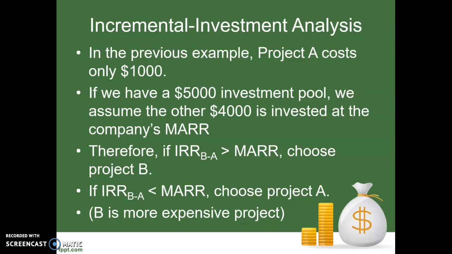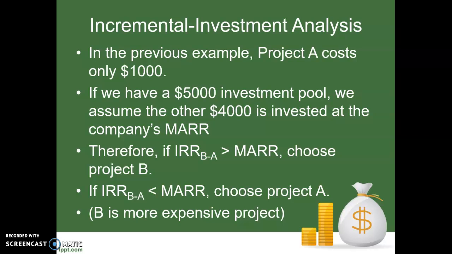So in this slide, this is just kind of echoing what I said before. Project A only costs $1,000, but if you have the $5,000, it would be a good idea to invest in Project B. But this incremental investment analysis looks at, well, let's assume that we take $1,000 out of the $5,000 that we have in our investment pool, and we invest it in Project A. That's going to leave us $4,000 left over that we can invest in some other as yet unnamed project.